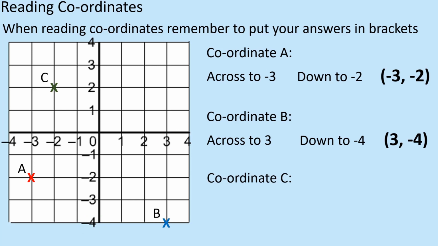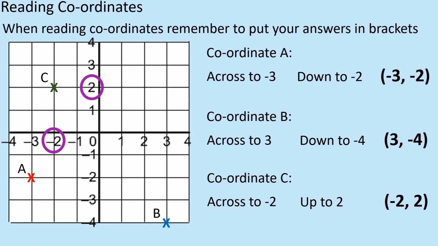Let's do one more. So we've got C. So here, this is where we kind of start, and we go along the corridor -2, and then up the stairs to 2. So -2 and 2. All right, and that's our coordinate for that one.